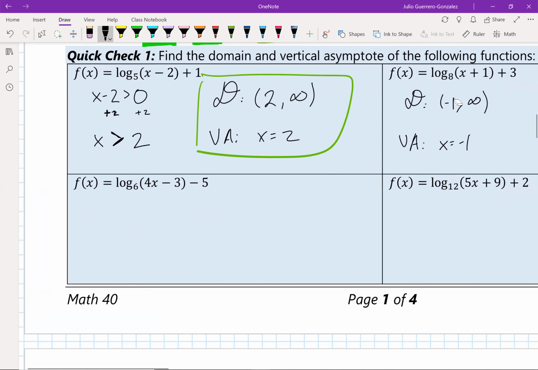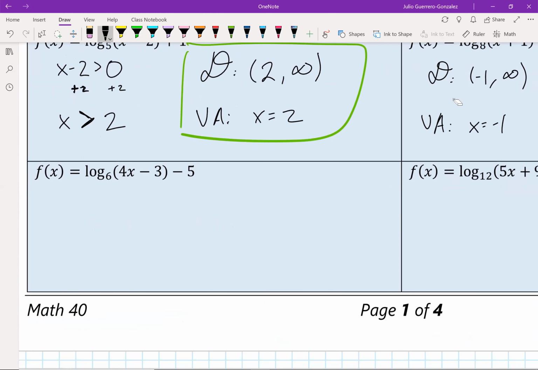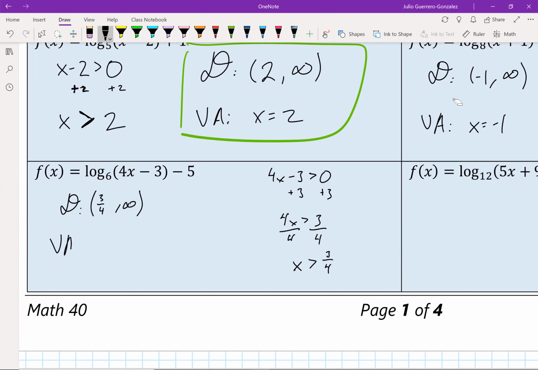Okay, the next two. These are a little bit more difficult. Yep, not by much. What'd you guys get? So what we did, we put 4x minus 3 is greater than 0. Okay. And then we add 3 to both sides. And then divide both sides by 4. Which gives us x is greater than 3/4. And then the domain would be 3/4 to positive infinity. And then for the vertical asymptote, we got x equals 3/4. We are done.